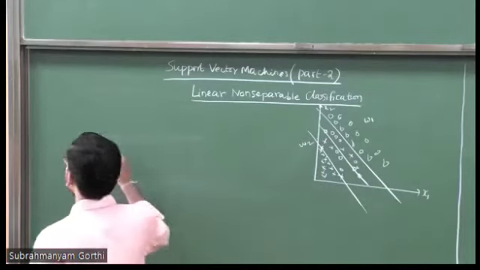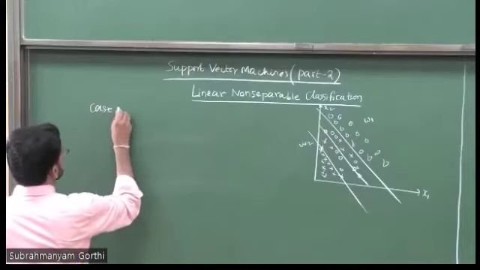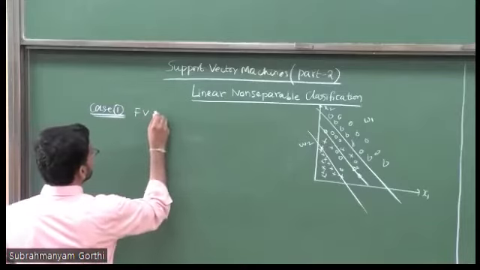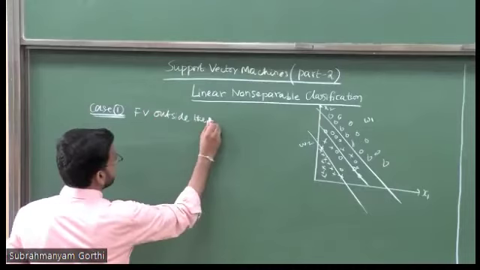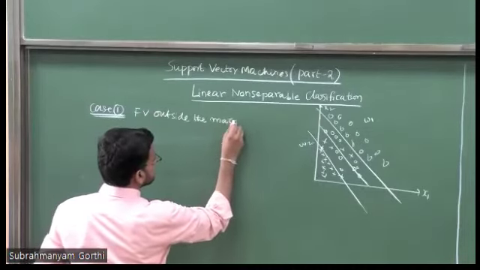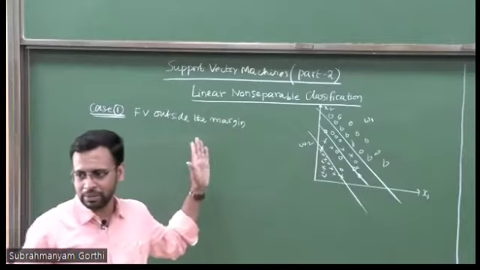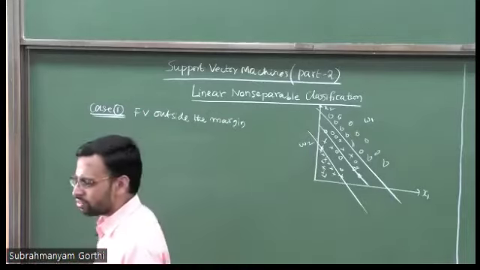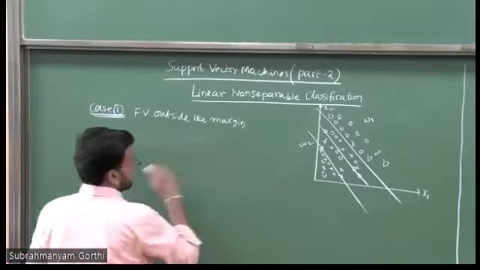I would write here case 1, being feature vectors are outside the margin. Very straightforward. This has been the bread and butter for us in the previous class. This is what we were doing. So how do you do that? Then what is the condition that it needs to satisfy? Let xi, yi be the point.